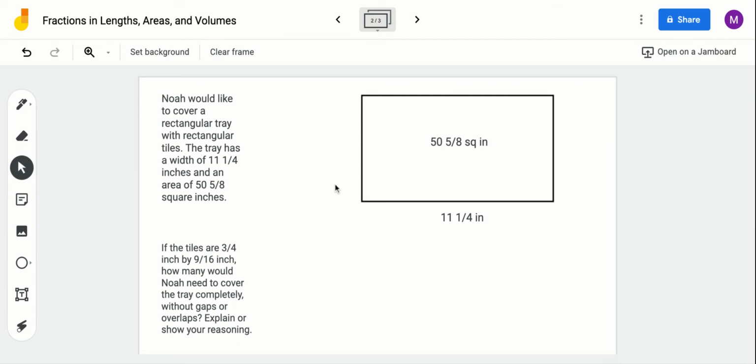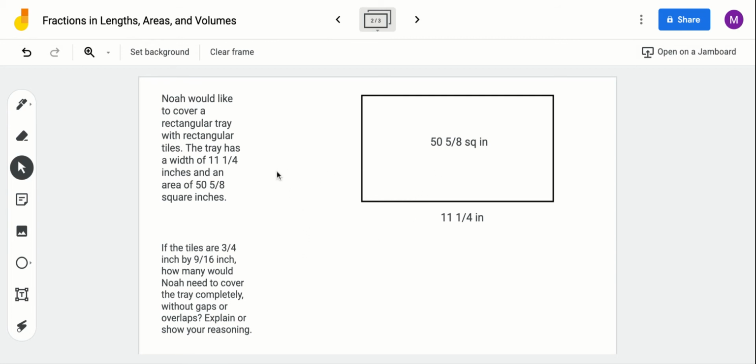Okay, so this is definitely a multi-step problem. We have a lot to work with here. So we have this rectangle. We know how long this side is. We don't know how long this side is, but we have the area. And so we can use the area and the one side to figure out the length of the other side, because adjacent sides multiplied together equals area.